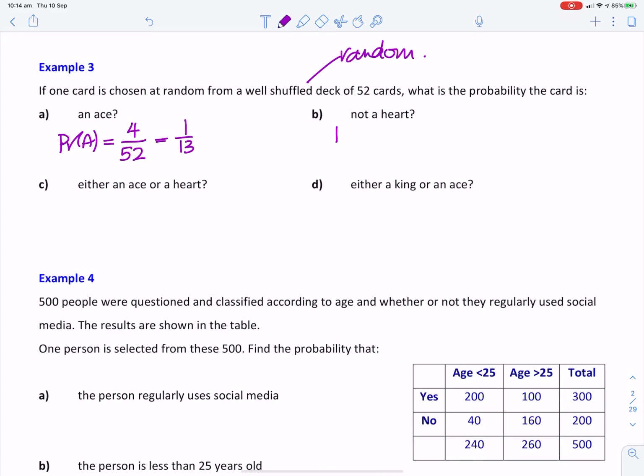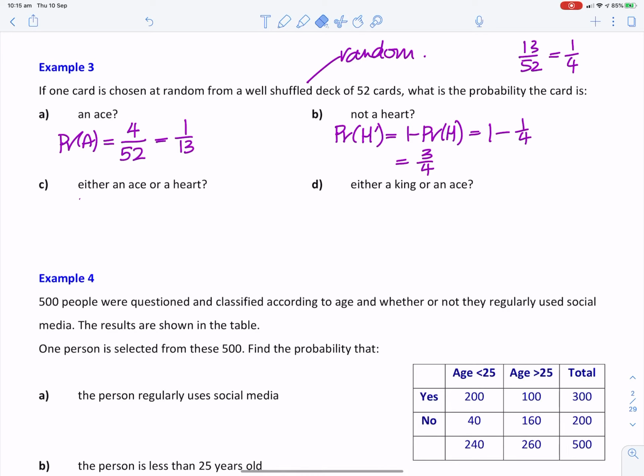The next one, the probability of not a heart, we know is 1 minus the probability of a heart. We know the probability of a heart, there's 13 out of 52 hearts, which is 1 out of 4. So if I say 1 minus a quarter, we get 3/4. The probability of not getting a heart is 3/4.